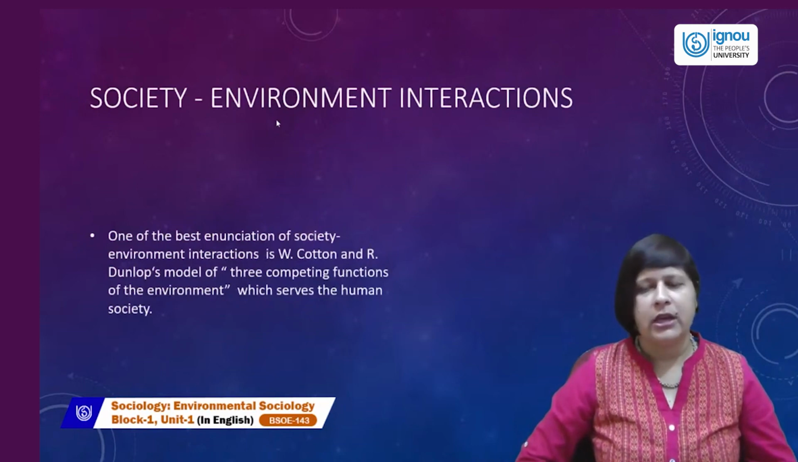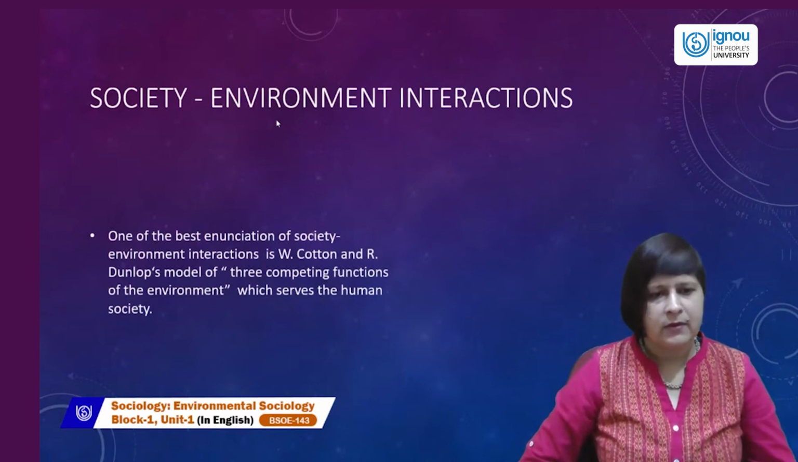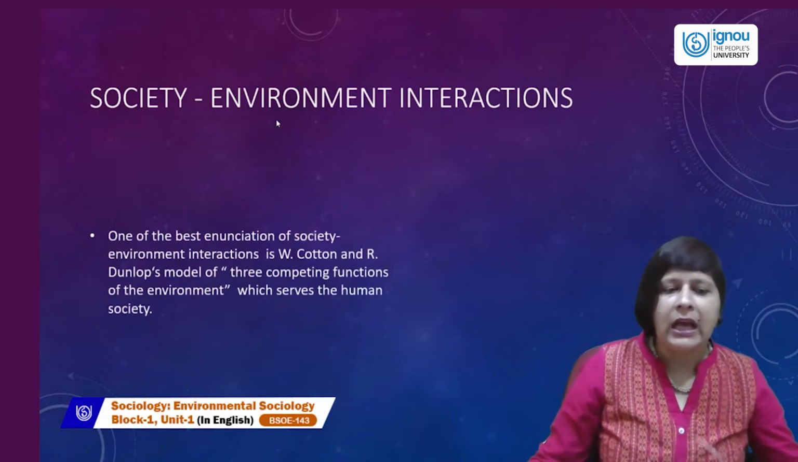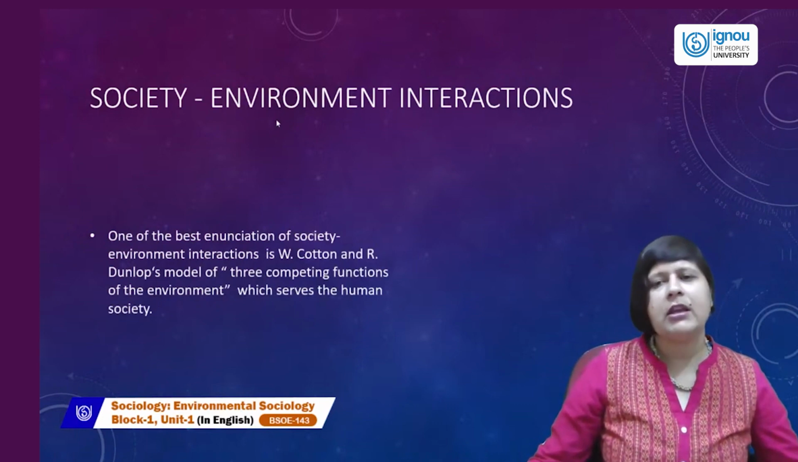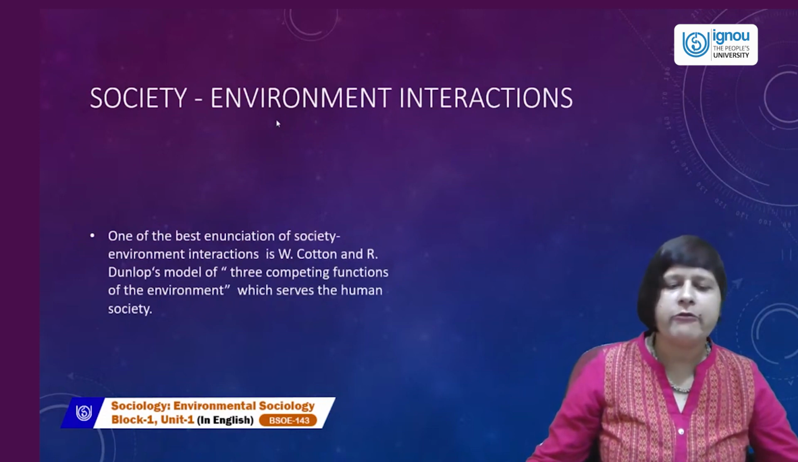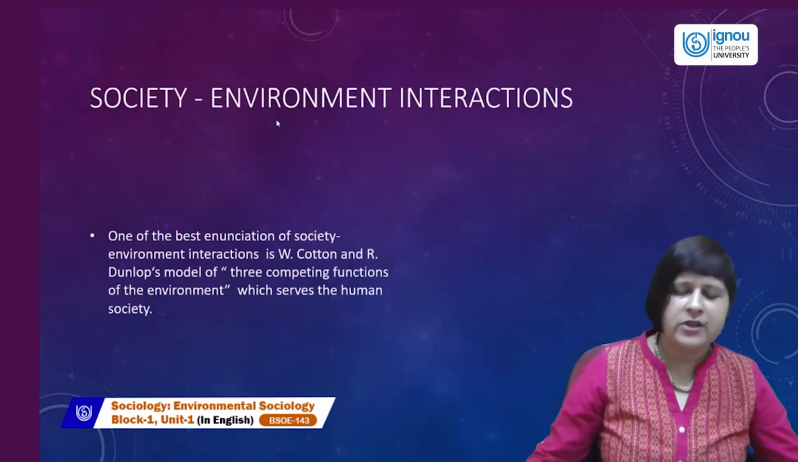Society-environment interactions. One of the best definitions of society-environment interaction is W. Catton and R. Dunlap's model, the three competing functions of the environment, which serves the human society. Catton and Dunlap have given a model named the three competing functions of the environment, and this serves the human society.